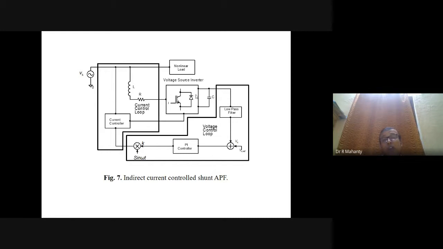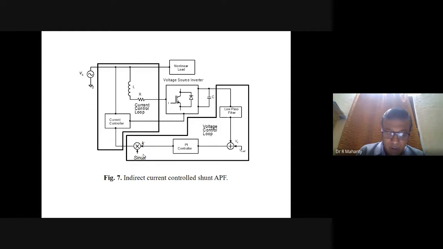Now here you can use different types of controllers. It can be a fuzzy controller also, it can be an ANN based controller also, so as to improve the performance of this controller. So this is a very simple scheme. Using this type of control scheme, you can do reactive power compensation as well as harmonic filtering. There are different types of control schemes about which I will discuss later on.